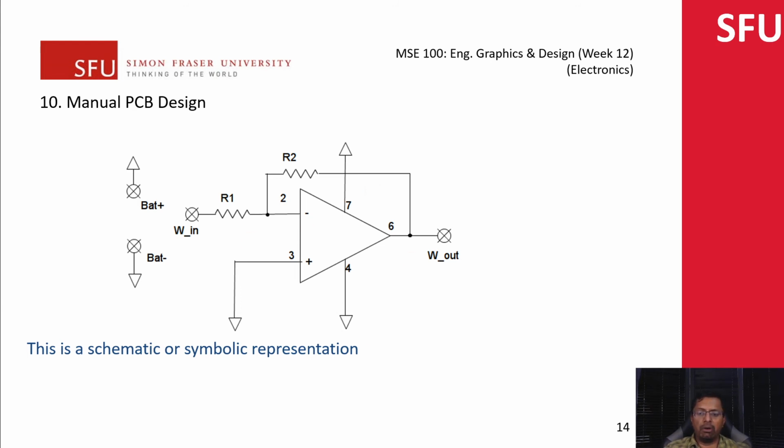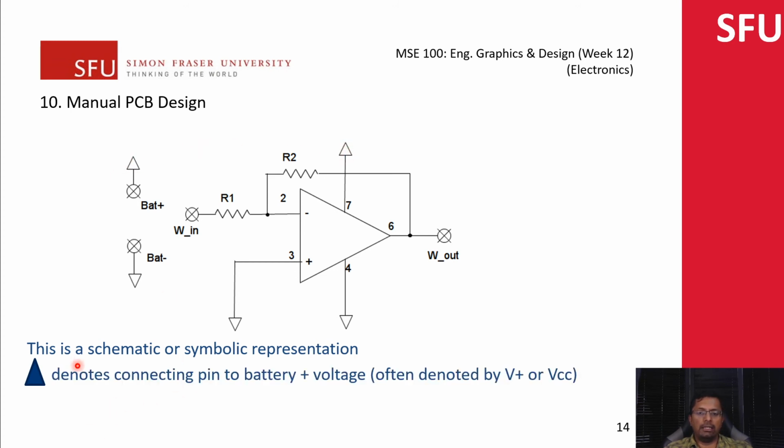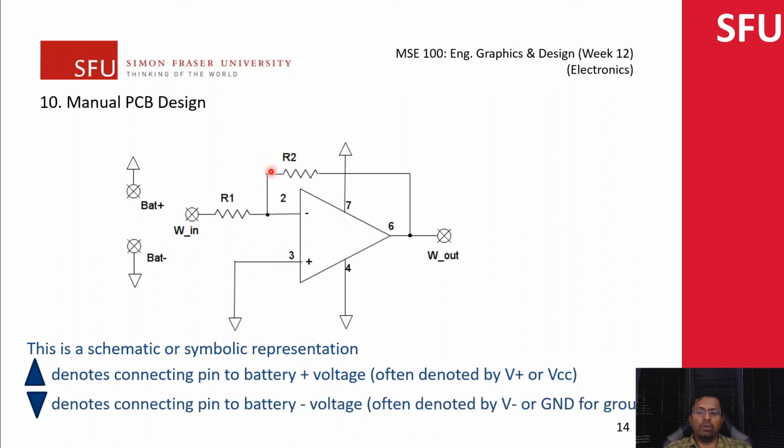All of the symbols here are assumed to be connected together. This upward triangle is assumed to be connected to here, and it denotes the positive voltage supply, often denoted as V plus or VCC. And this is assumed to be the negative of the battery, or the ground, and we're assuming all of these are connected.